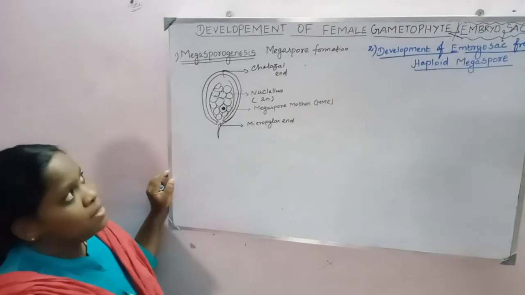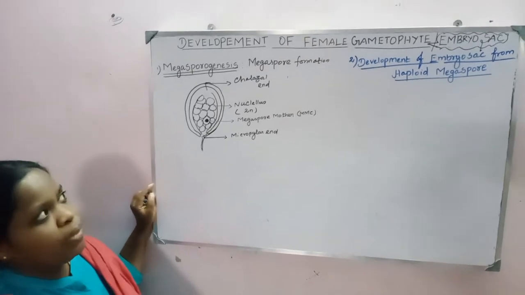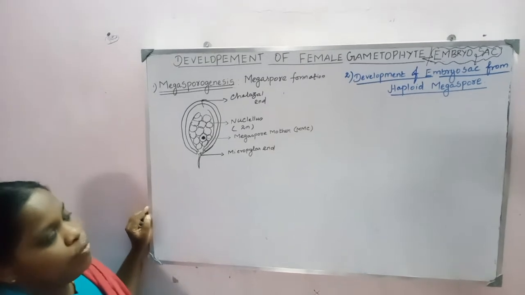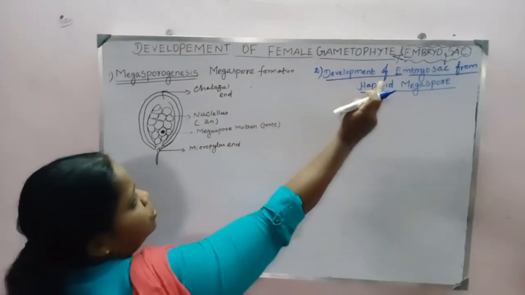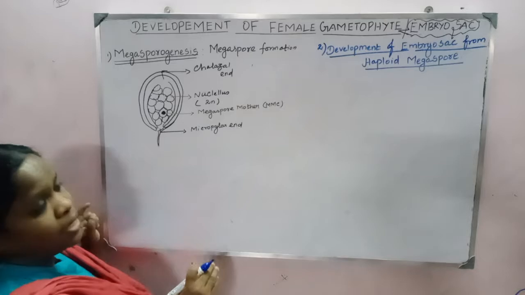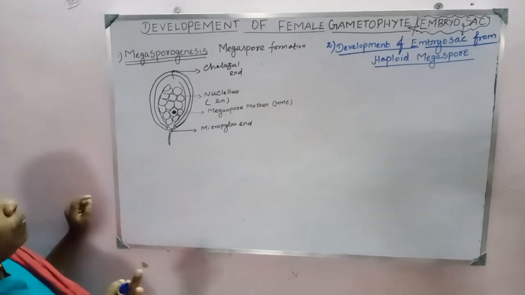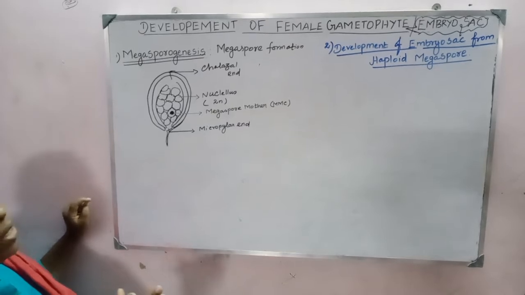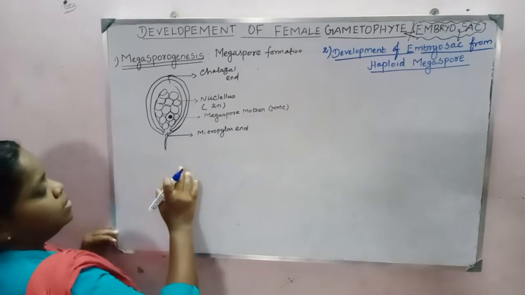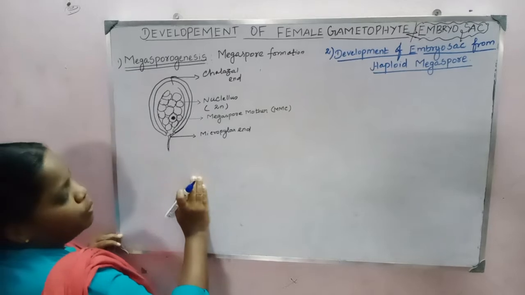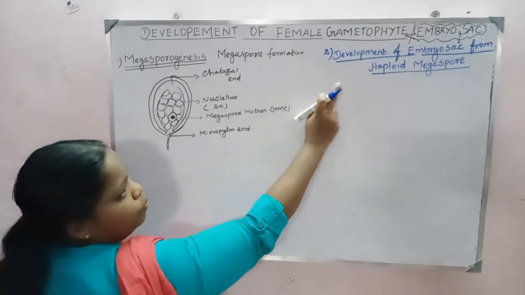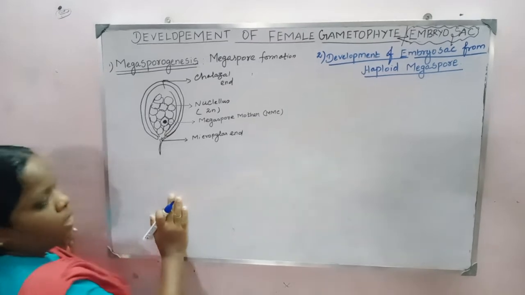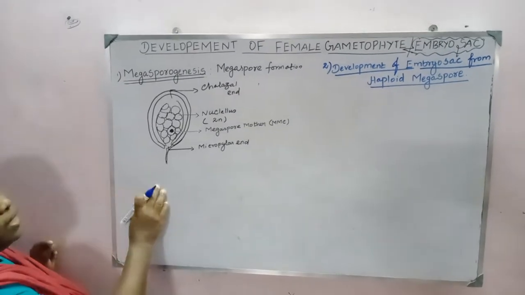Today's class discusses the female gametophyte, or embryo sac. The female gametophyte is commonly called the embryo sac, so both terms are the same. The development of the female gametophyte includes two processes. Number 1, megasporogenesis. Number 2, development of the embryo sac from the haploid megaspore. Let us see one by one.